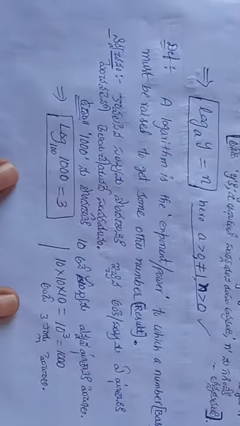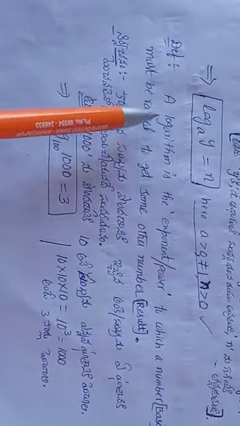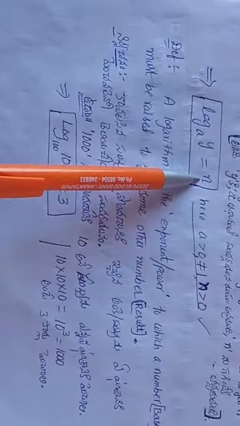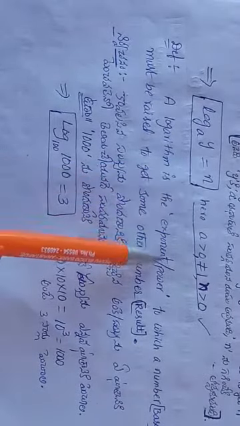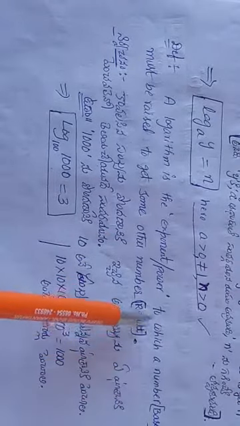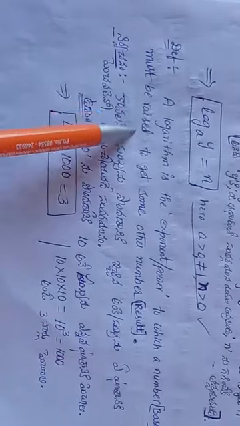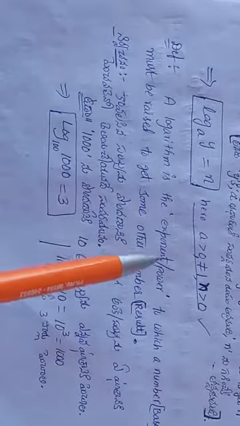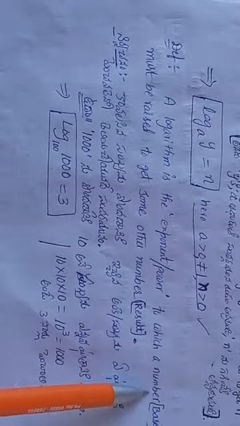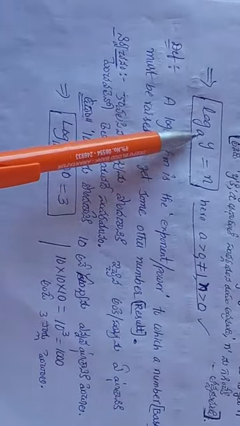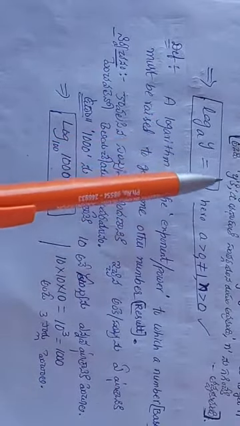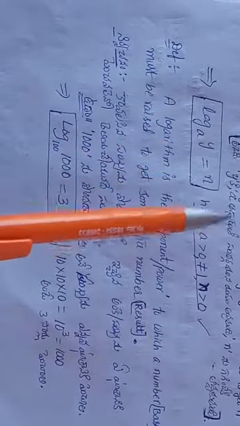Now see the definitions. A logarithm is the power or exponent. The logarithm value, that means n, is a power or exponent to which a number, that is the base here, must be raised. The base must be raised to a certain power to yield a certain result. Here a is the base, and a has to be raised n times to get y.